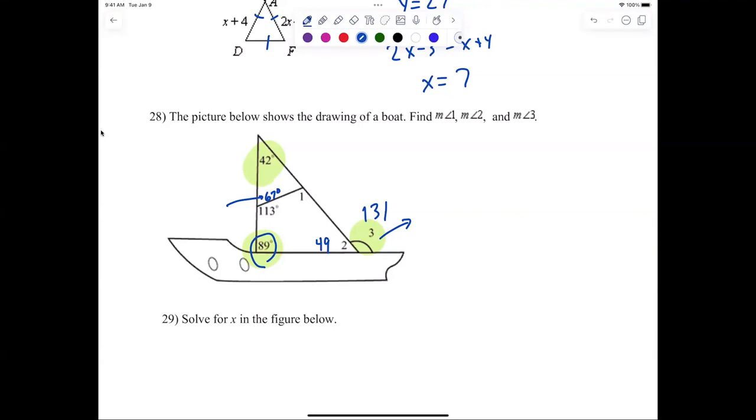And then you can say that angle 1 is the sum of 67 and 42, which is 109. And then this angle here is how much? 71. I think that takes care of all the angles, correct?